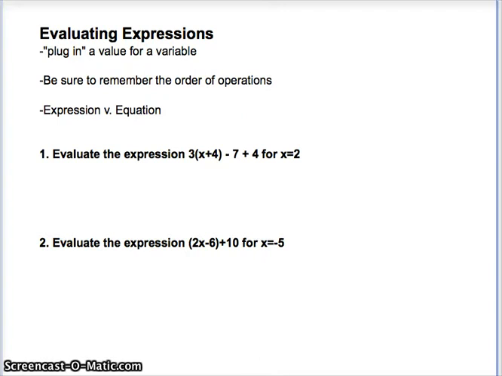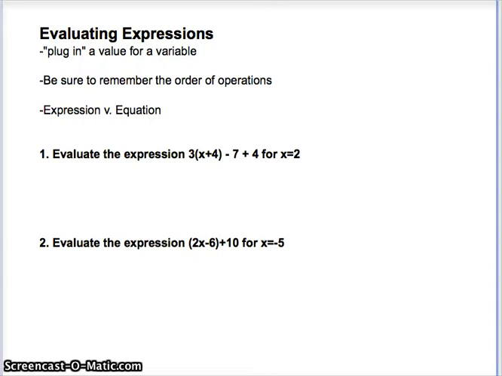Welcome everybody to today's lesson about evaluating expressions. When we evaluate expressions, we are essentially plugging in a value for a variable. When we do this, we have to remember to use the order of operations.